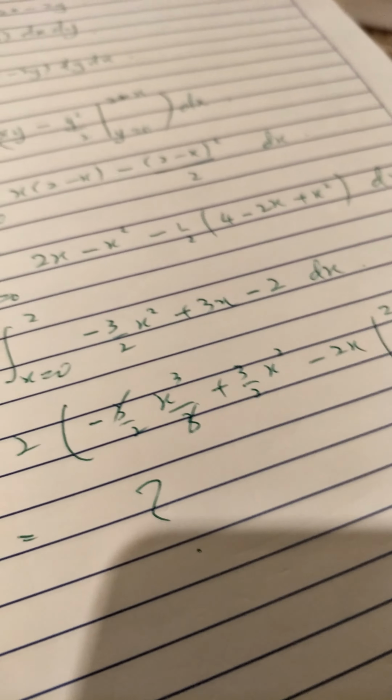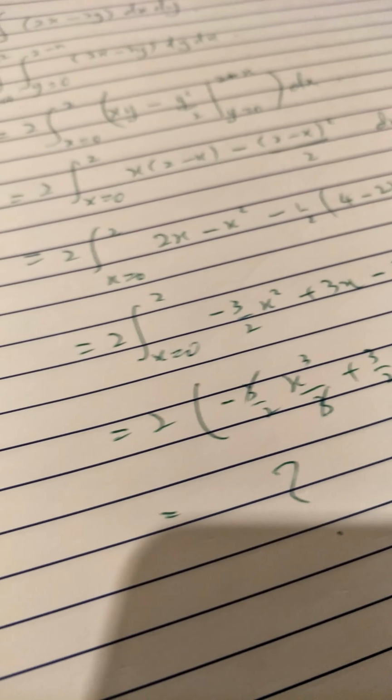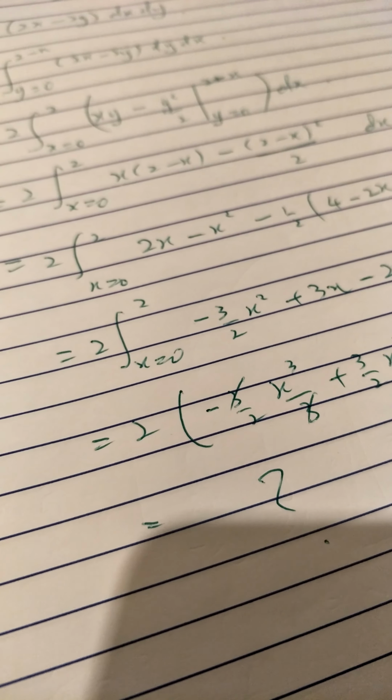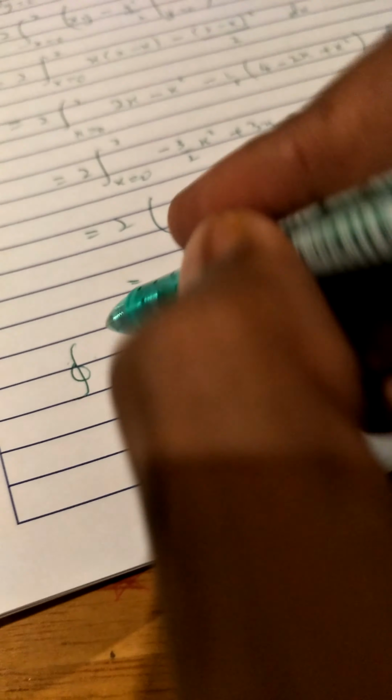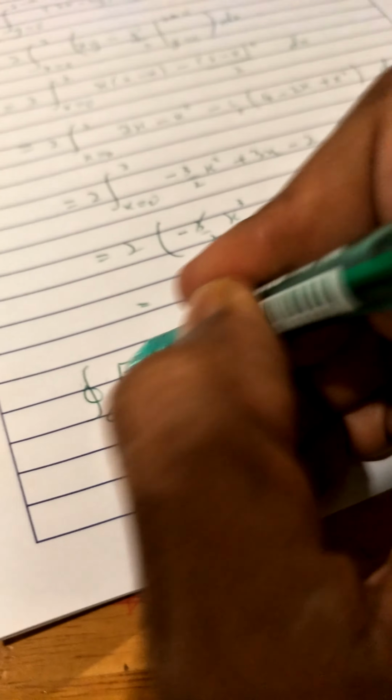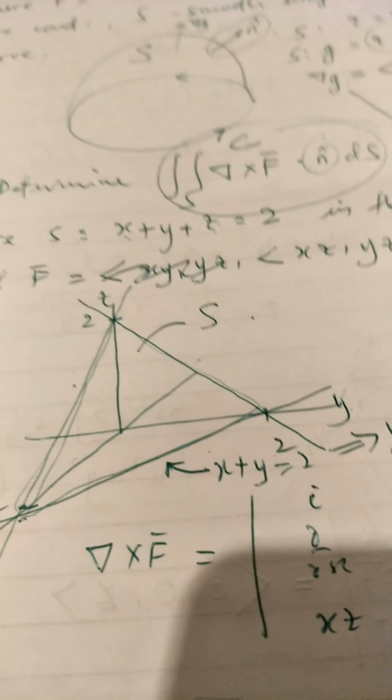Now if we integrate using line integral, I think you can do this one, line integral over C of F dot dr. So in this case, what is our C? Look at our figure here. What is our C? Our C is here. This is our C.